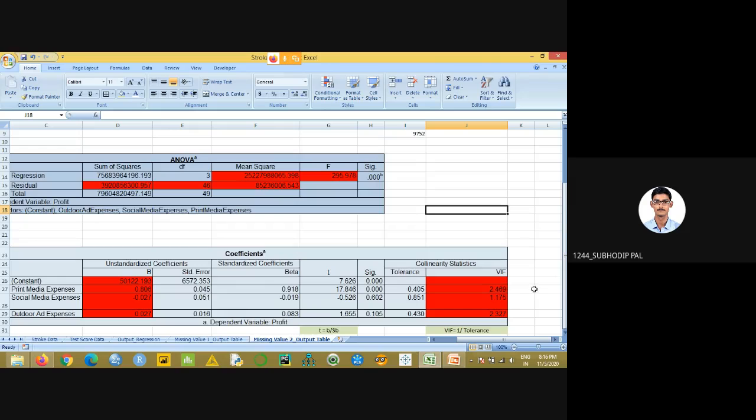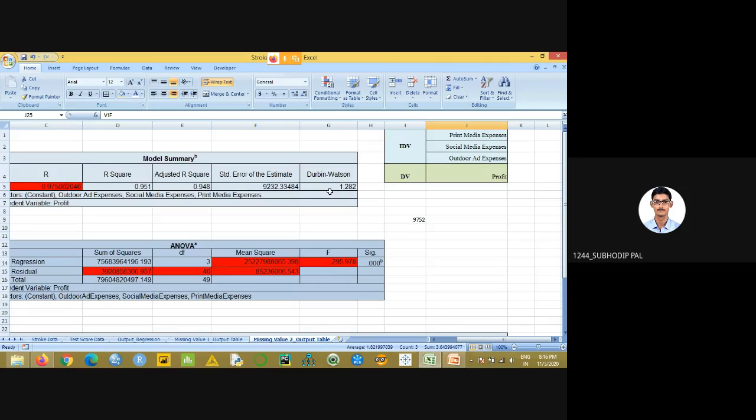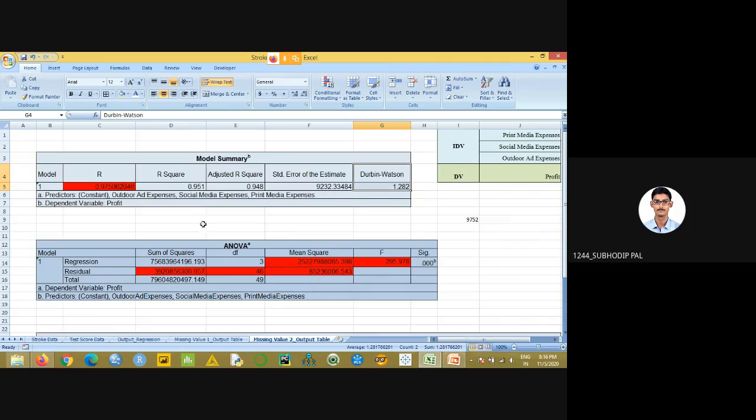So it's clear to everyone. Either the tolerance value will be missing or the VIF value will be missing, so any one of the values will be given to you. Okay. And the last thing is the Durbin-Watson. Durbin-Watson you don't need to calculate actually. You just need to know the significance of that. What is Durbin-Watson? I'll come to the significance, but one by one.